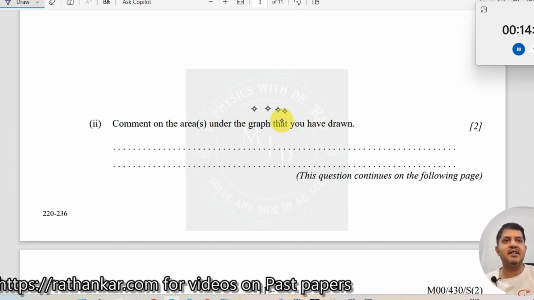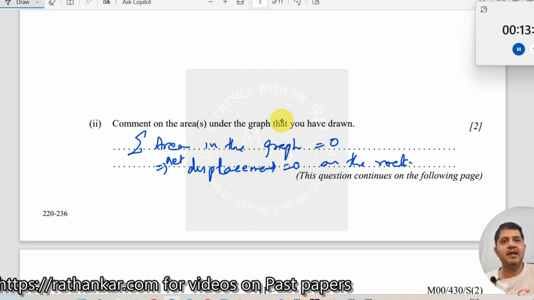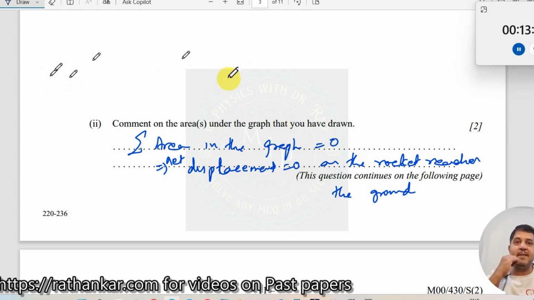Comment on the areas under the graph we have drawn. The sum of the areas in the graph should be equal to 0. The reason is because the net displacement is equal to 0 as the rocket reaches the ground. Okay, that's what you need to write.